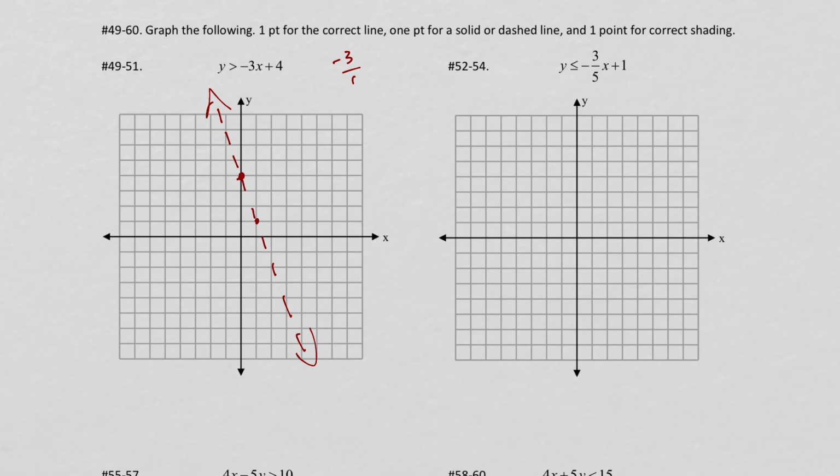Now, the only variable on the left is the y, so we have to think of up, down. This is a positive y and it's greater than, so I'm shading the upper side. So I'm shading this side of the line.